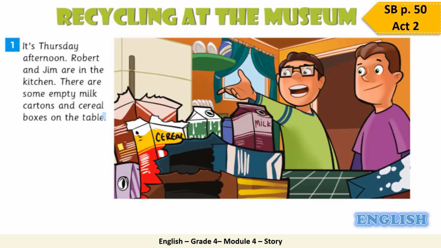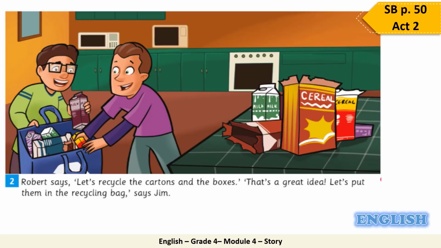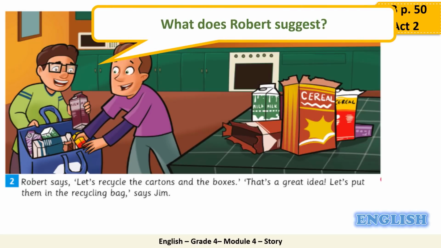Let's start with frame number 1. The question is, what are there on the table? Go through the lines and try to find the answer. Good job. There are some empty milk cartons and cereal boxes on the table. Question number 2. What does Robert suggest? Read and find the answer. Very good. Robert says, "Let's recycle the cartons and the boxes."